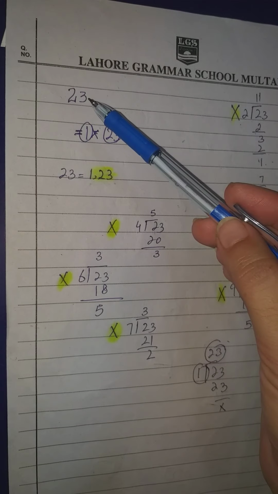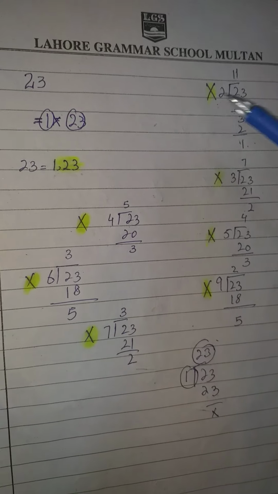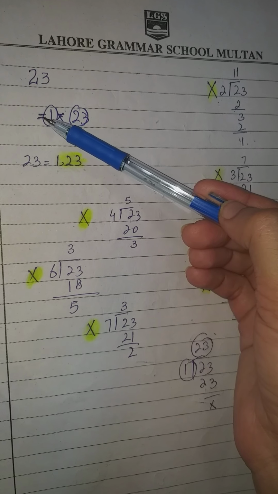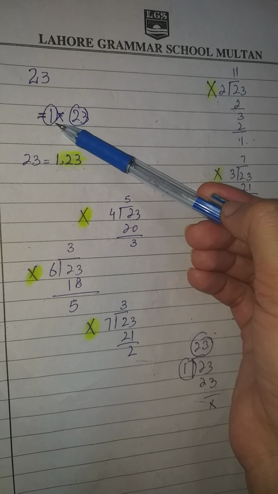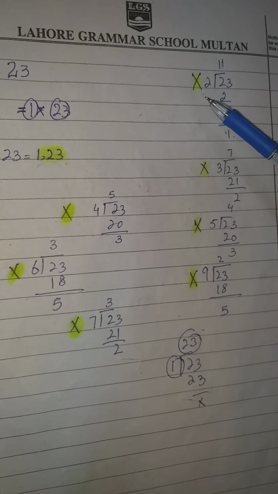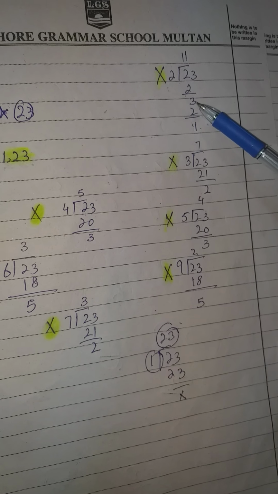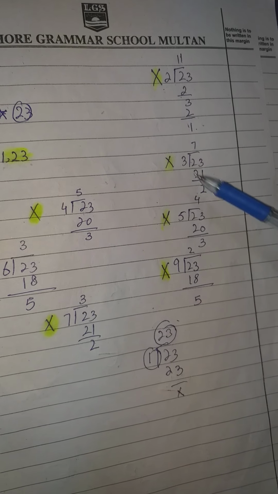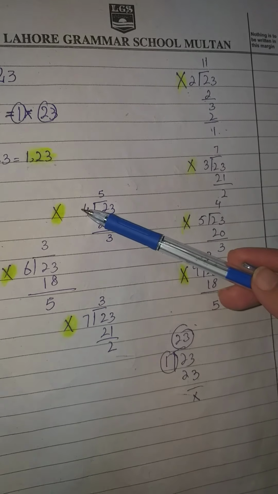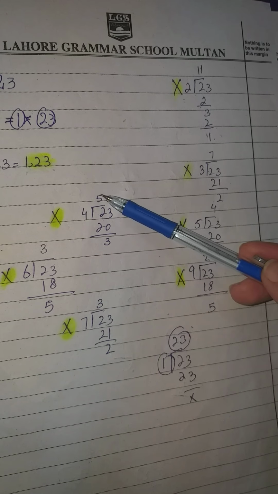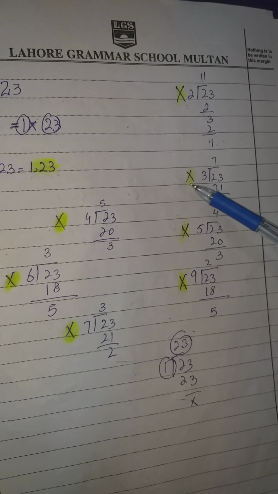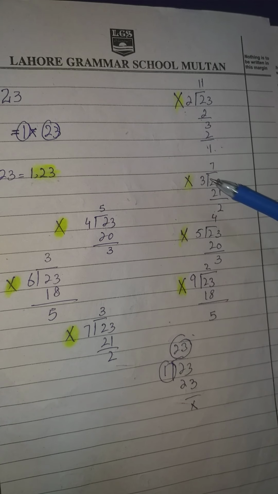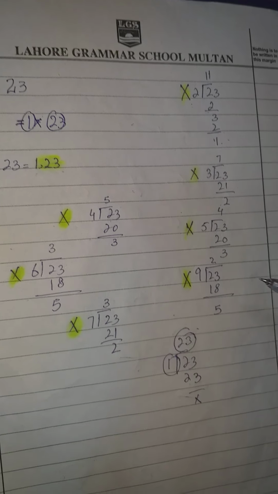23. Find the factors of 23. So the first factor will always be 1. I already explained to you, 1 multiplied by 23. Now divide by the 2 table, it has a remainder. I divide by the 3 table, it has a remainder. Divide 23 by the 4 table, it has a remainder. So I put a cross over there because these numbers are not the factors of 23.